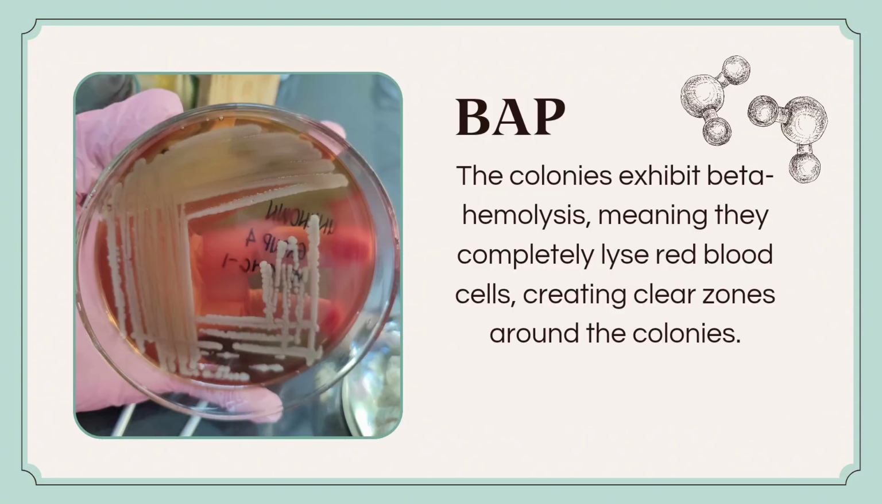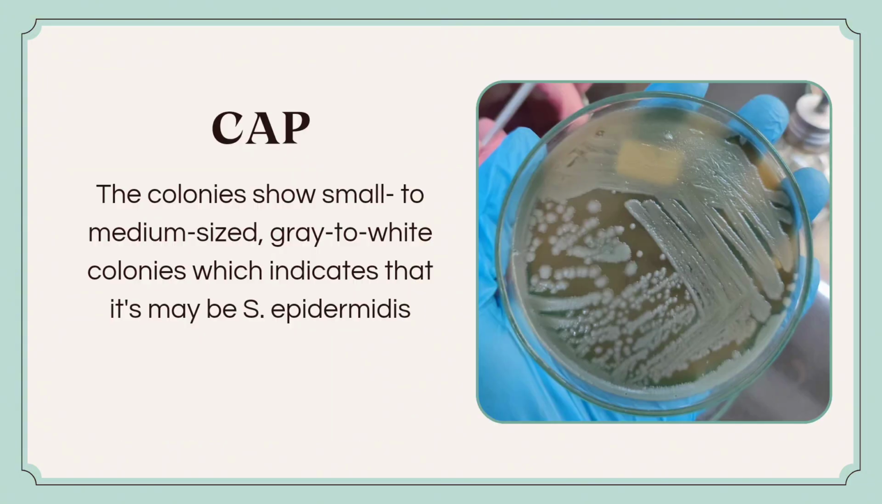Next is the BAP, or the blood agar plate. The colonies exhibit beta hemolysis, meaning they completely lyse the red blood cells, creating clear zones around the colonies.